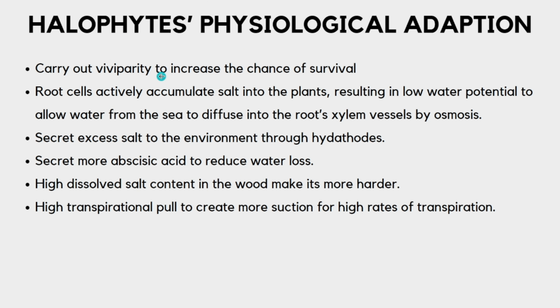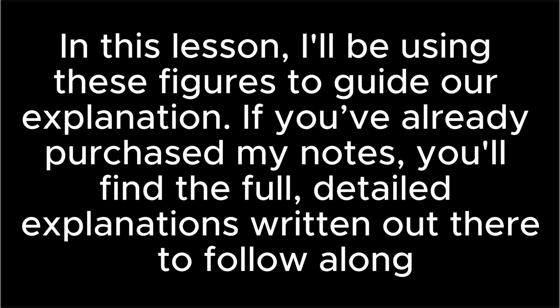And for the physiological adaptation, it is carried out by priority to increase the chance of survival: secrete more ABA acid, secrete excess salt through hydathodes, and actively accumulate salt into the plant, resulting in low water potential, allowing water from the sea to diffuse into the root xylem vessel by osmosis. High dissolved salt content in the root makes it harder, with high transpiration pull, strong suction, and high rate of transpiration. So that's all for this chapter.